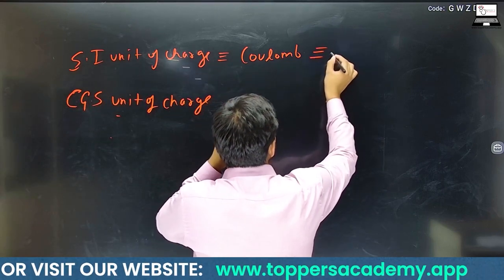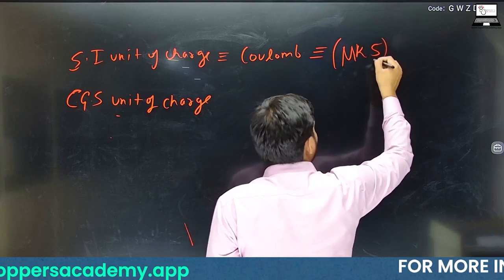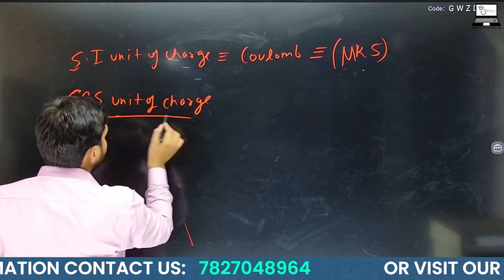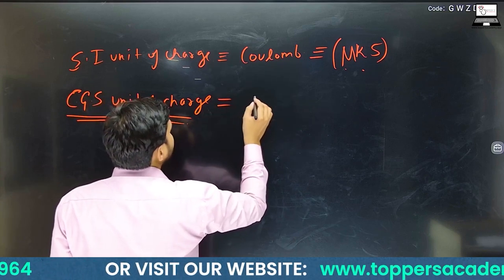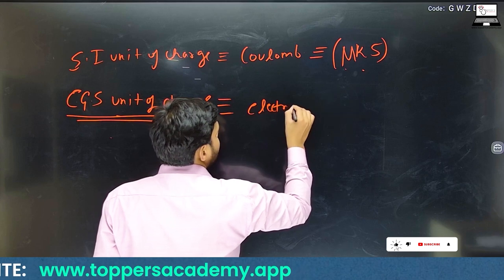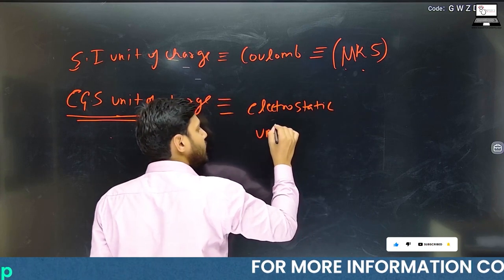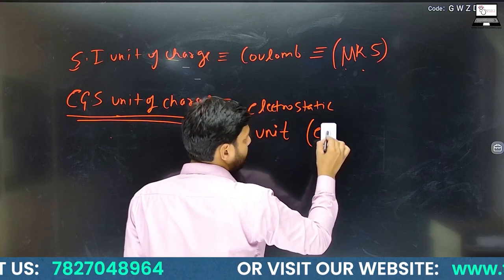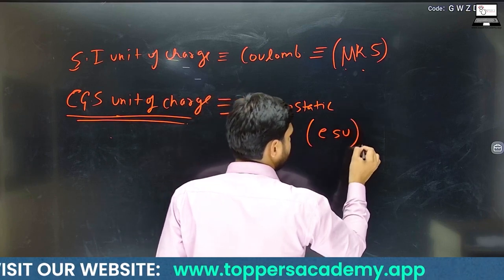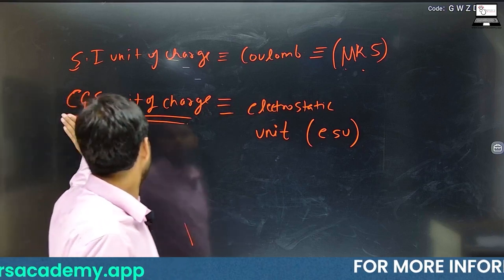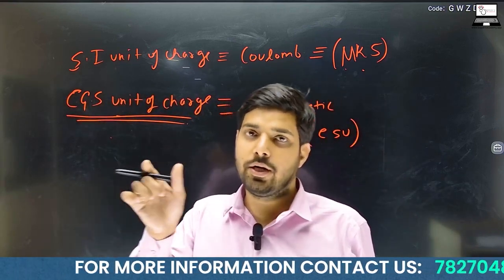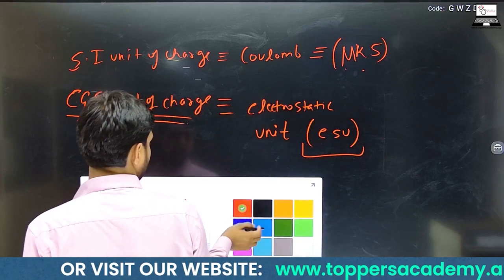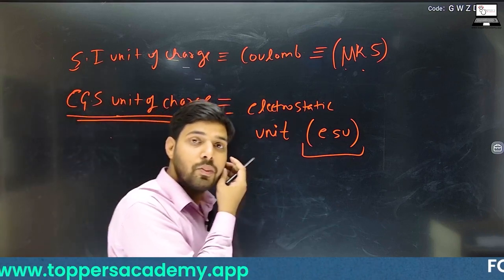And SI means the MKS system. What do you mean by MKS? MKS means meter kg second. So the CGS unit of charge is called the electrostatic unit, represented by ESU. For your information, just remember that the CGS unit of charge is the electrostatic unit, short form ESU. Clear?